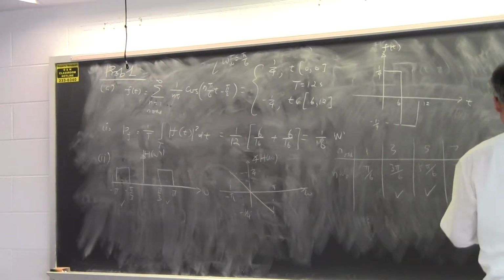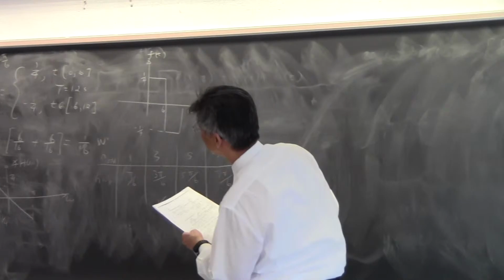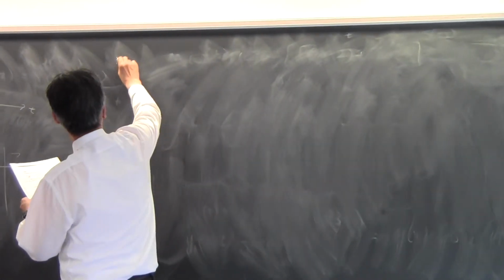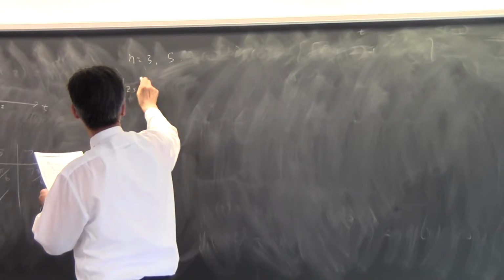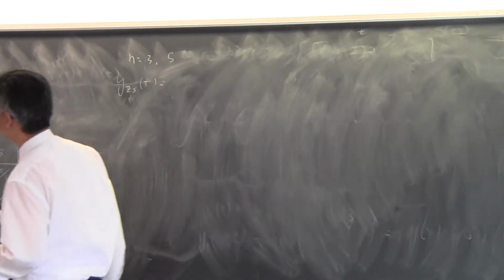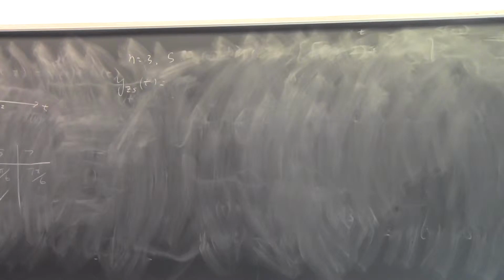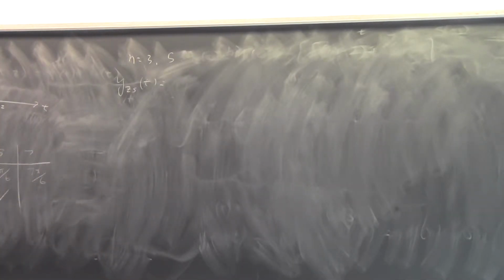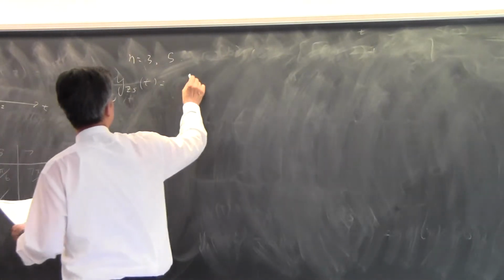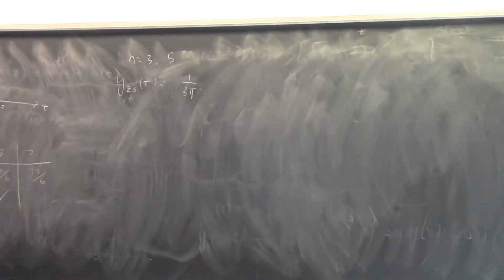Okay, let me see. Part 2. So only n equal to 3 and 5 would go through, and then you can write the zero state response y(t) as just picking up the harmonics and multiplying by the product of amplitude and phase. Okay? The n equal to 1 harmonic, you put n equal to 1 over there.